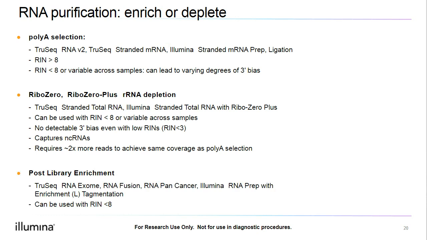The other option we have is a post-library enrichment approach used in TruSeq RNA Exome, RNA Fusion, RNA pan-cancer, and Illumina RNA prep with enrichment. Again, these are compatible with samples with RIN less than 8 or FFPE samples.